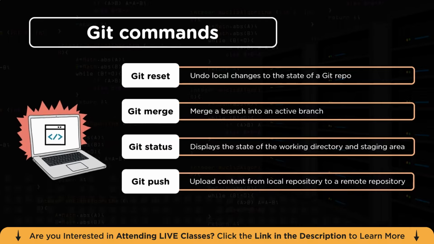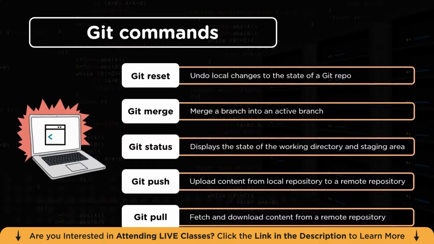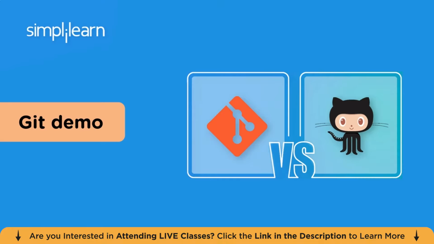Ninth command is the git push command. This command is used to push the contents from the local repository to the server. Last and the 10th command we will see is the git pull command. This command is used to fetch and download the content from the remote repository and update them to the local repository. Now, after we know the commands, it's time to see the implementation of these commands. Let us start the demo.